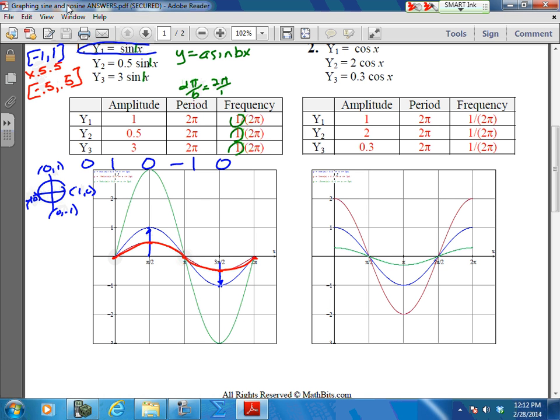Okay, now the third one had a dilation of up to 3. So take your negative 1 to 1 and multiply it by 3. So you're negative 3 to 3. Those are your mins and your maxes. When we sketch, we just sketch your mins, your maxes, and your zeros. Where do you find your zeros on these graphs?